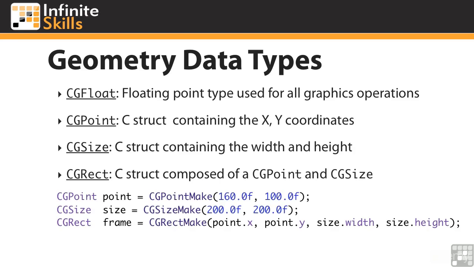The framework defines a number of helper functions that make it easier to create these structure types. So we have CGPointMake, and we can pass in an X and Y coordinate to create a CGPoint. CGSizeMake, which will allow us to create a CGSize. We pass in the width and height. And then CGRectMake, and this will create a CGRect. We pass in the X and Y locations and the width and height. So we will use these frequently as we're developing iOS apps.